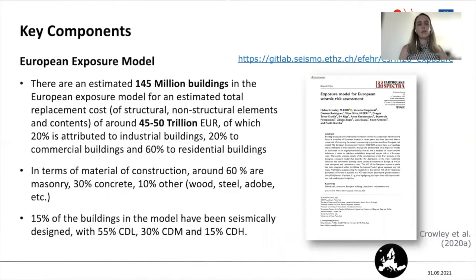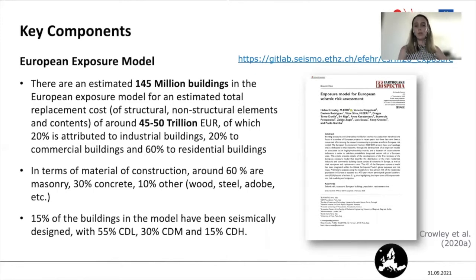So in our European exposure model, we have an estimated 145 million buildings. As I mentioned before, most of the census data is from 2011, so this is probably an underestimation of the number of buildings in Europe today. These buildings have around 45 to 50 trillion euros of value, and we have assessed that around 20% of that value is in the industrial building stock, another 20% in the commercial, and around 60% is in residential buildings.